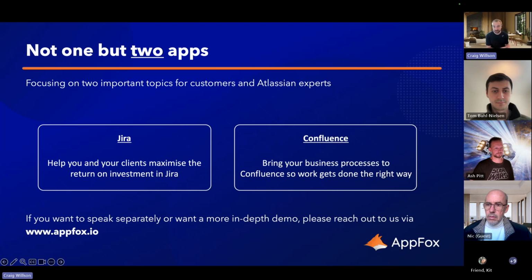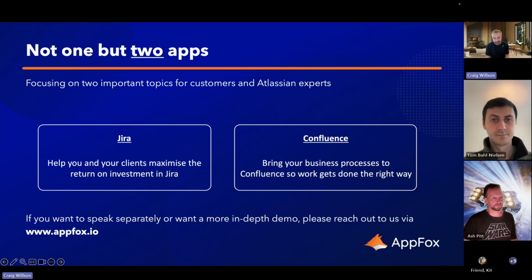So in terms of Jira, we'll focus on one of our products called Optimizer. And the goal with this is helping you and also your clients maximize their return on investment in Jira, which I'll come back to shortly. And then from a Confluence perspective, building your business processes into Confluence and making sure that the work that you do within Confluence gets done in the right way.